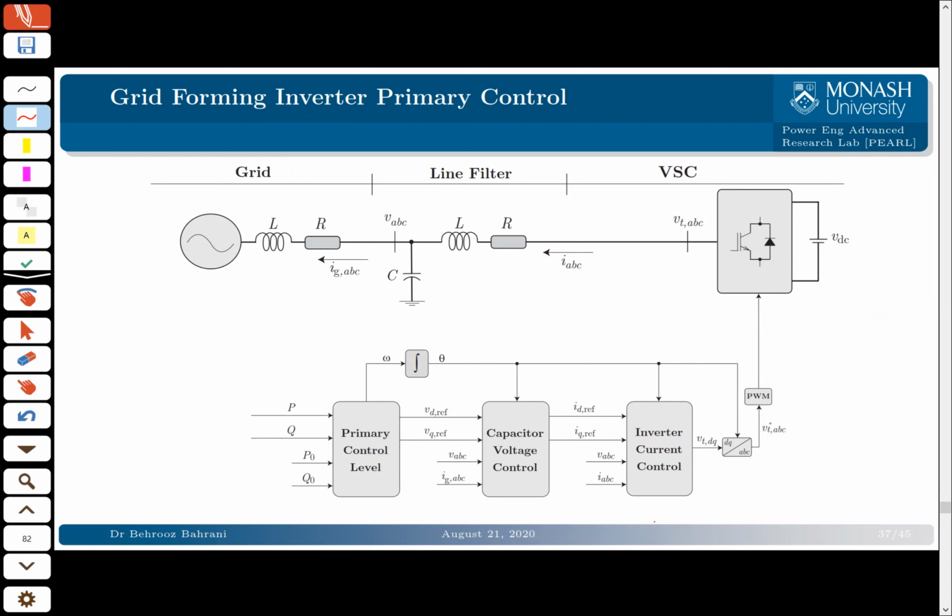That primary control level, with a power calculator, calculates the real and reactive power at the point of common coupling, and gives it to a primary controller. That primary controller tells you how much voltage you would put on this capacitor here in order to achieve a particular power exchange with the grid.